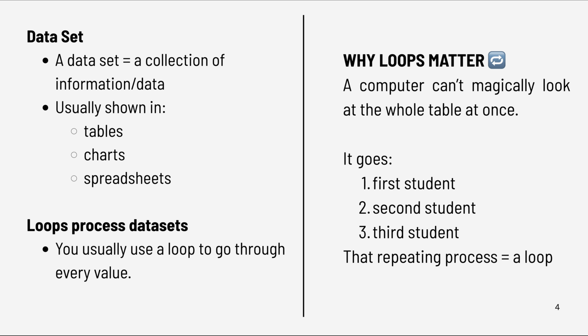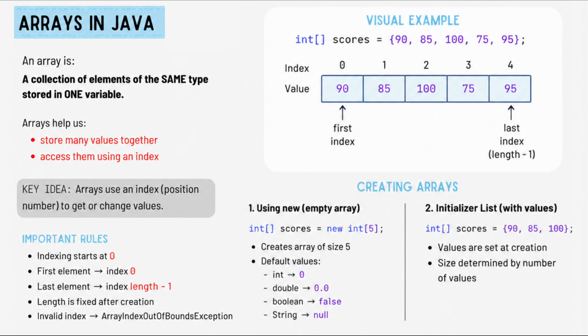Starting with datasets. A dataset is a collection of information or data, and loops are used to process through the datasets in Java. Loops matter because Java cannot process all of the table or dataset at once. One type of dataset is an array. An array is a collection of elements of the same type stored in one variable. It helps us store many values together and access them using the index.